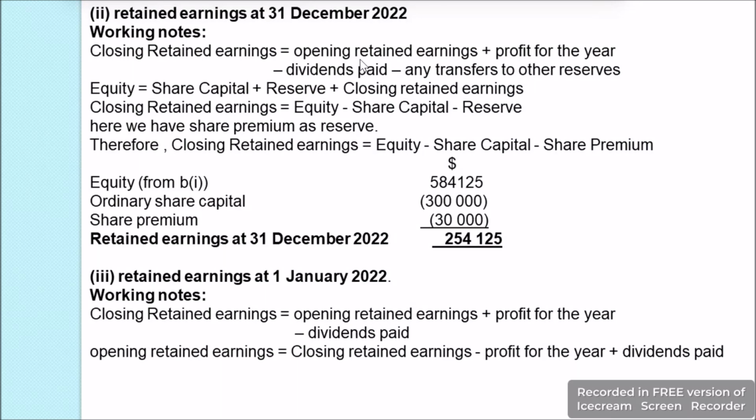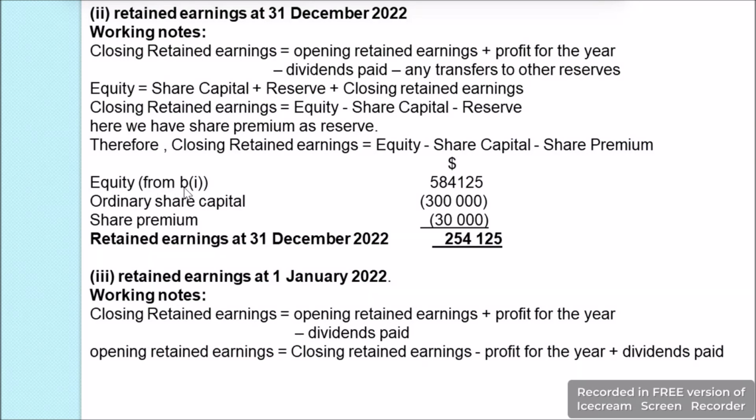So what we have to do is, now we'll take the other formula, that is equity is equal to share capital plus reserves plus the closing retained earning. Here the reserves which we have will be the share premium reserve or the revaluation reserve. We don't have the revaluation reserve here, so it will be just the share premium reserve. And to get the closing retained earning, we'll take this to the other side. Here it is in addition, there it will be in subtraction. So closing retained earning will be equal to equity minus share capital minus the reserves, that is the share premium reserve.